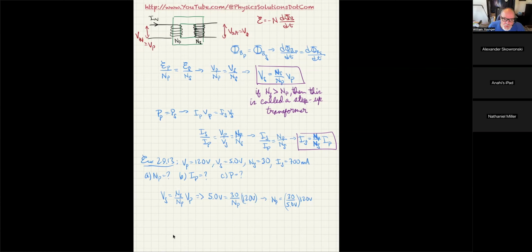6 times 2 is 12, so 6 times 20 is 120. So yes, it should be 720. So this should be 720 turns. So N primary is equal to 720 turns, and that is part A.